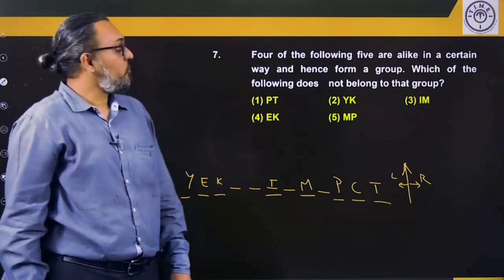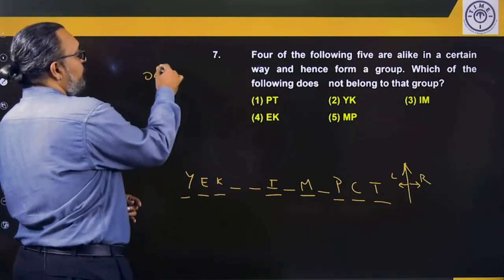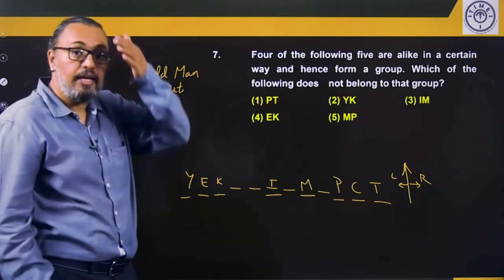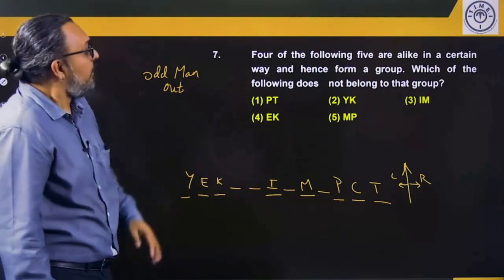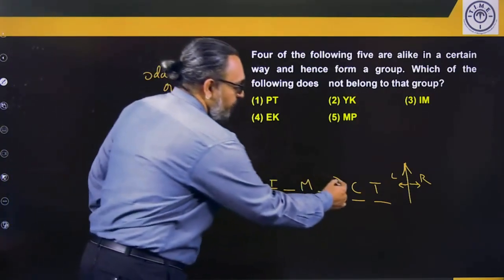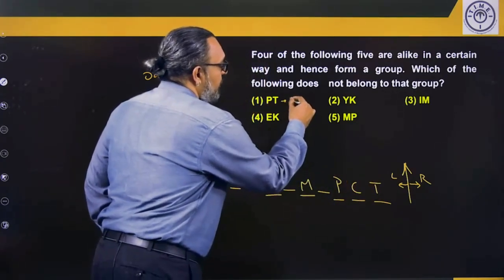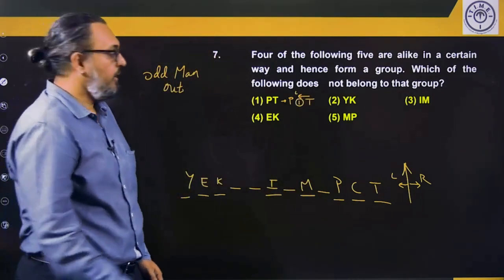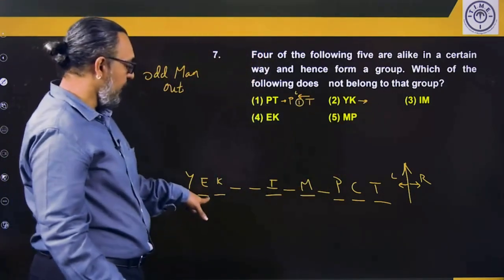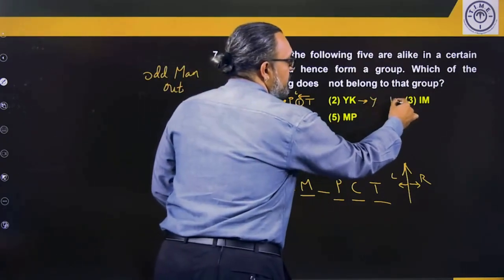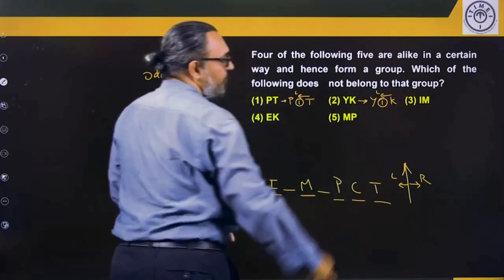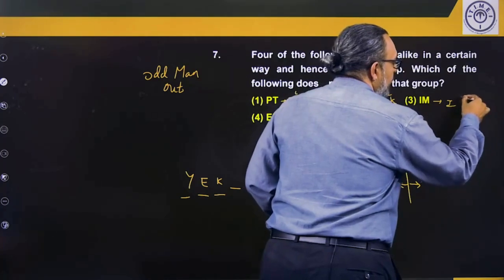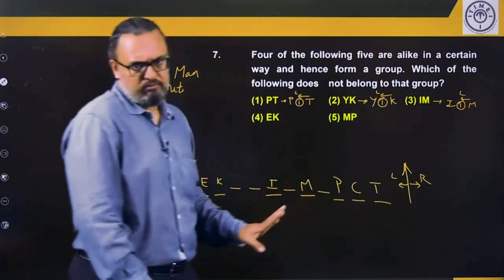So this is what we get as the final arrangement. Right. Okay. Now, 4 of the following 5 are alike in a certain way and hence form a group. Find the one which doesn't belong to that group. So it's again an odd man out format. Now PT. P is left of T and there is one person. Then Y and K: Y is left of K, one person. Then I and M, again the same: I is left of M and there is one person or position.